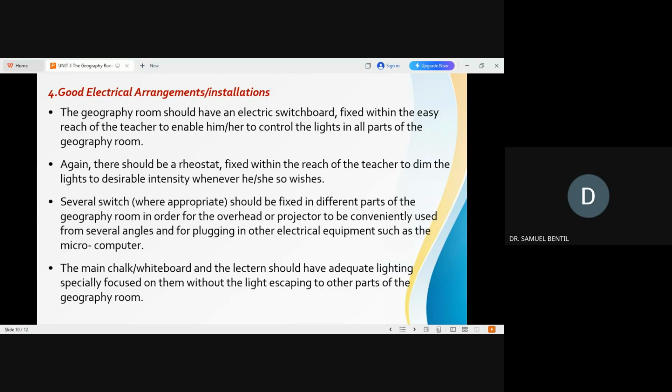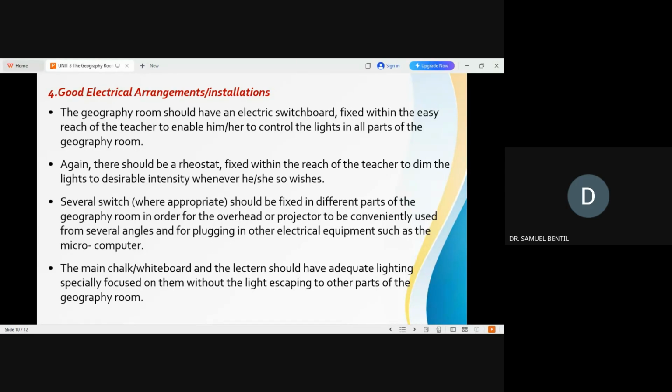Also, there should be several switches within the geography room in different parts of the room, in order for projectors to be conveniently used from several angles of the room, and also to be able to plug in other electrical gadgets that we want to use in any part of the geography room. These things are very important.